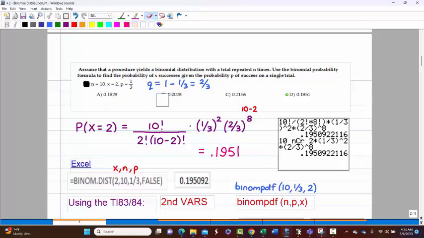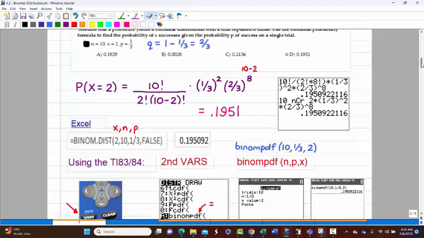Now, I wrote out the Q here. Q is 1 minus 1/3, which is 2/3. Q is important if you're using the binomial formula, which I have here in purple. However, in either Excel or the calculator, you don't have to tell it Q, you just have to tell it P, because it will do the 1 minus P internally in the formula. So you only have to enter X, N, and P.